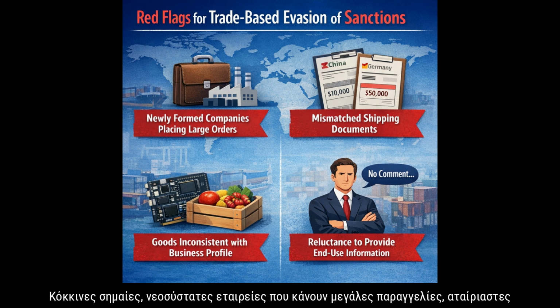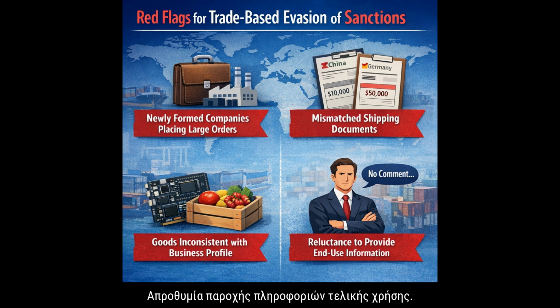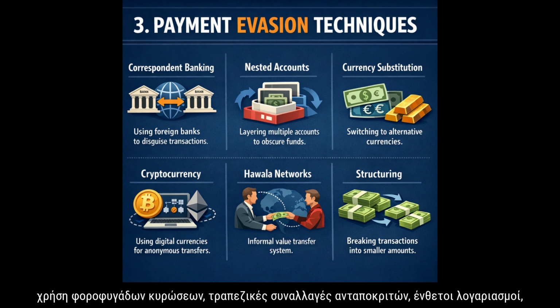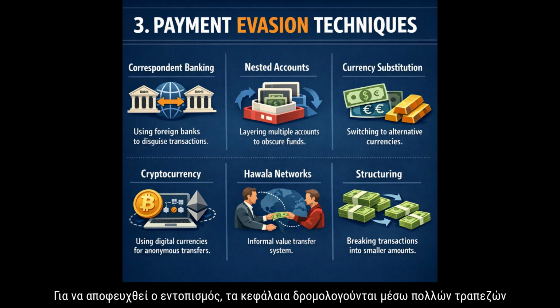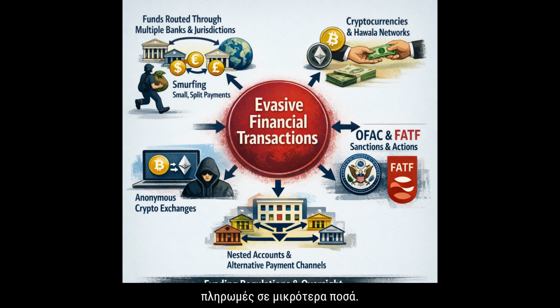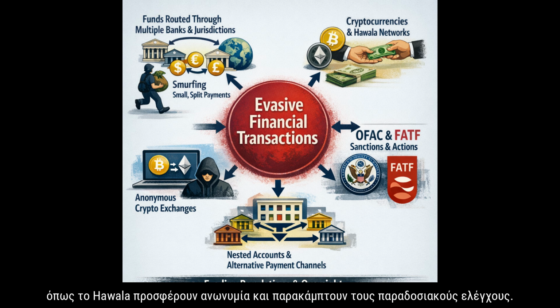Red flags: newly formed companies placing large orders, mismatched shipping documents, goods inconsistent with business profile, reluctance to provide end-use information. In the third topic, we will talk about payment evasion techniques. Sanctions evaders use correspondent banking, nested accounts, currency substitution, cryptocurrency, hawala networks, and structuring to avoid detection. Funds are routed through multiple banks and jurisdictions, often using alternative currencies or breaking payments into smaller amounts, known as smurfing. Cryptocurrencies and informal value transfer systems like hawala offer anonymity and bypass traditional controls.